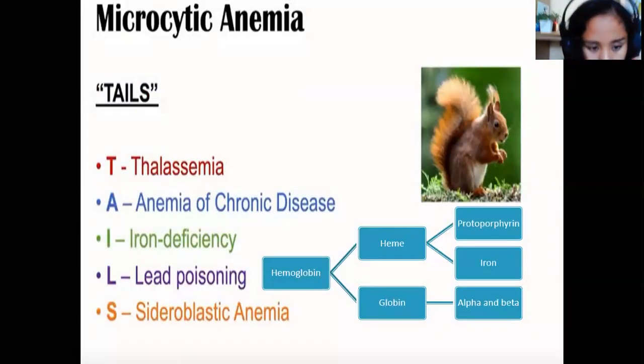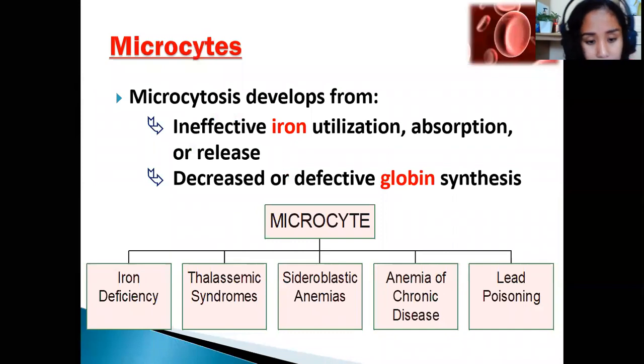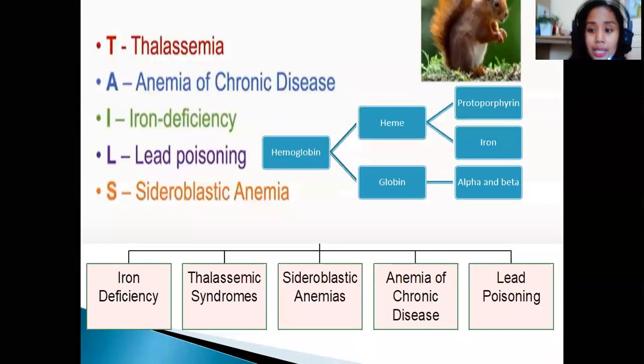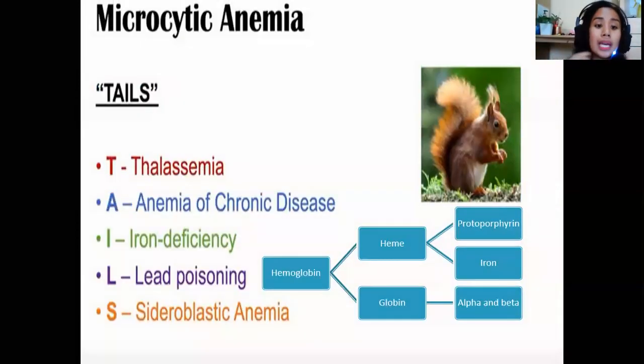These are the diseases: iron deficiency, thalassemia, sideroblastic anemia, anemia of chronic disease, and lead poisoning. And we can use the mnemonic SCALE. So thalassemia, anemia of chronic disease, and iron deficiency. Can we just have a short review?